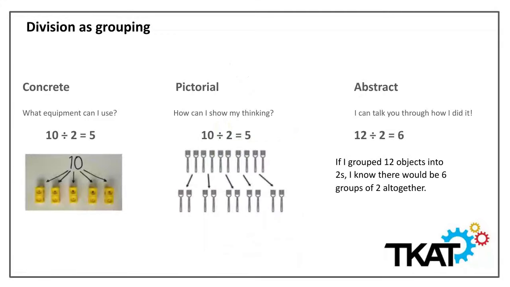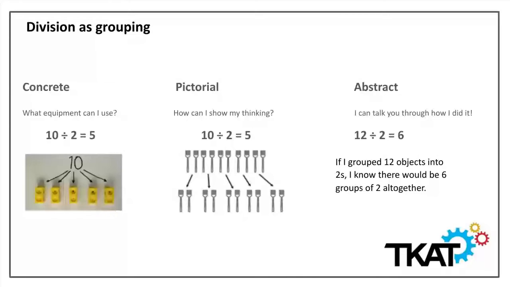Division as grouping moves on from the step in Year 1 called sharing into groups. Please go to the Year 1 video to see this step. Here, division is shown as grouping. In the concrete example, the child is solving 10 divided by 2. Rather than share the 10 objects into 2 groups, the child is grouping the 10 objects into groups of 2. Once all cubes are in a group of 2, they can then count how many groups of 2 they have made to work out that 10 divided by 2 is equal to 5.